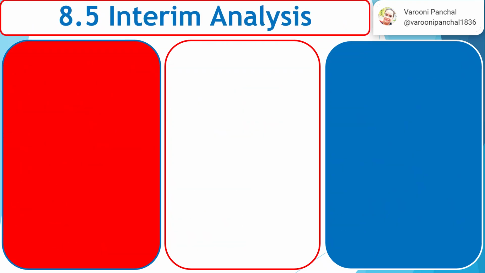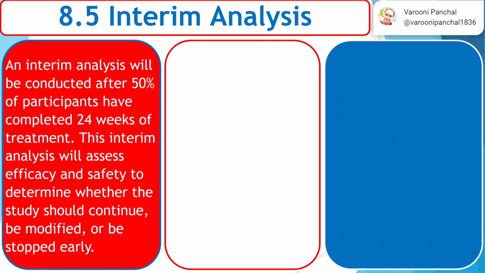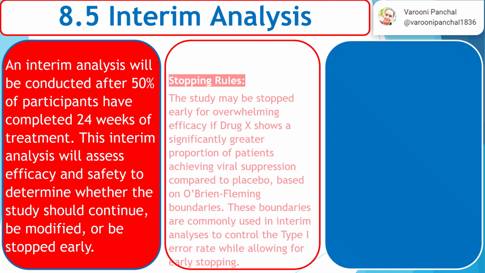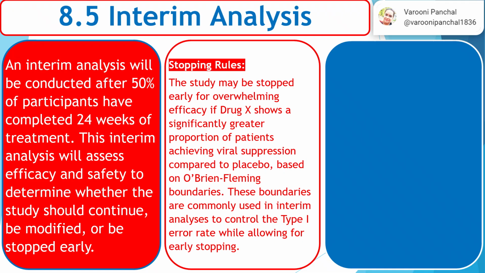Number 8.5. Interim analysis. An interim analysis will be conducted after 50% of participants have completed 24 weeks of treatment. This interim analysis will assess efficacy and safety to determine whether the study should continue, be modified, or be stopped early. Stopping rules. The study may be stopped early for overwhelming efficacy if drug X shows a significantly greater proportion of patients achieving viral suppression compared to placebo, based on O'Brien-Fleming boundaries.